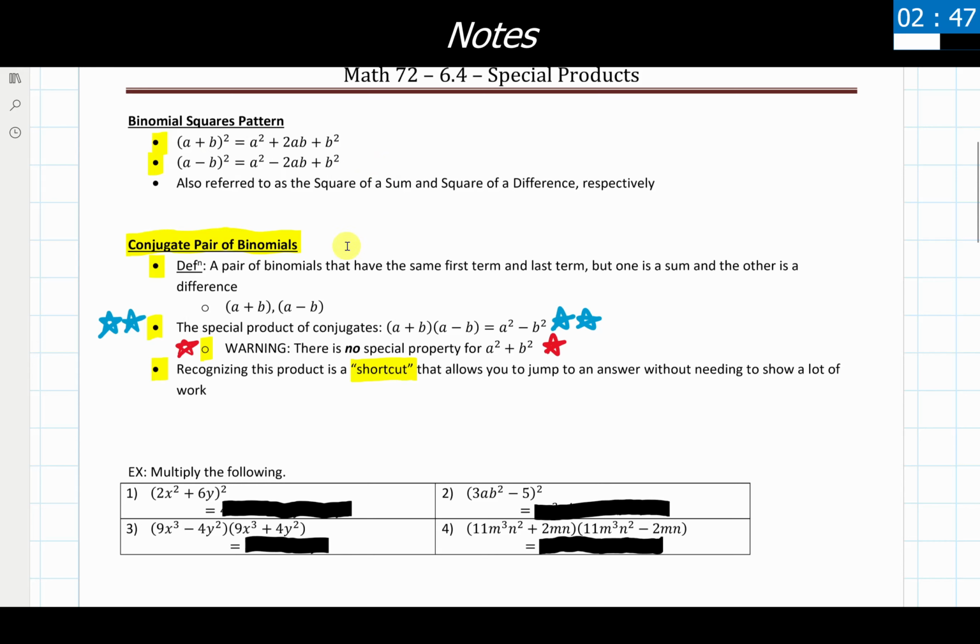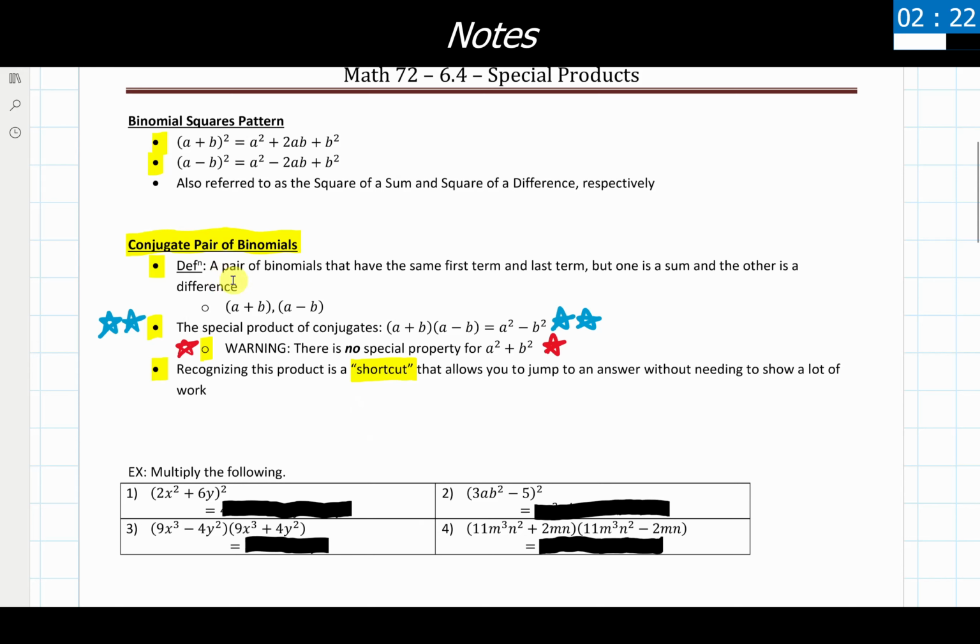Now, the more important one that I think is worth knowing and memorizing, because the shortcut is going to save a lot of time, is what we refer to as a conjugate pair of binomials. So we're going to start off with the definition of this, and then we'll go through and see what this looks like. And in our examples, I'll show you what the shortcut is and the results of doing this if we multiply everything out one time.